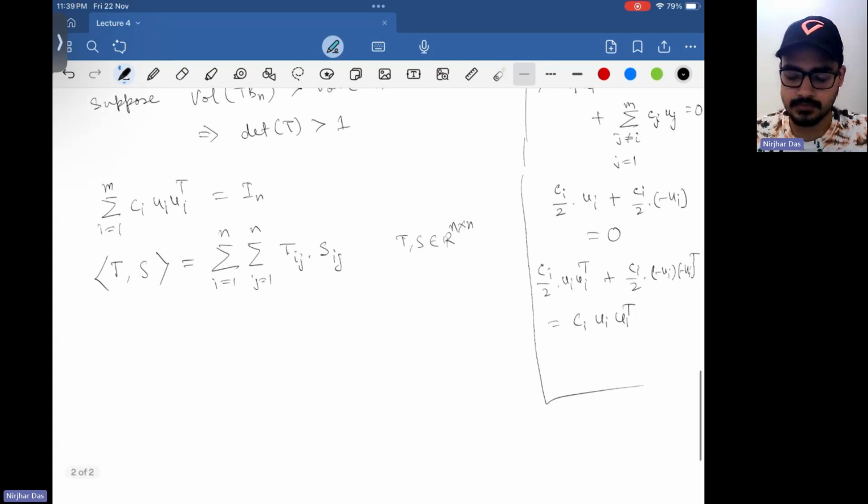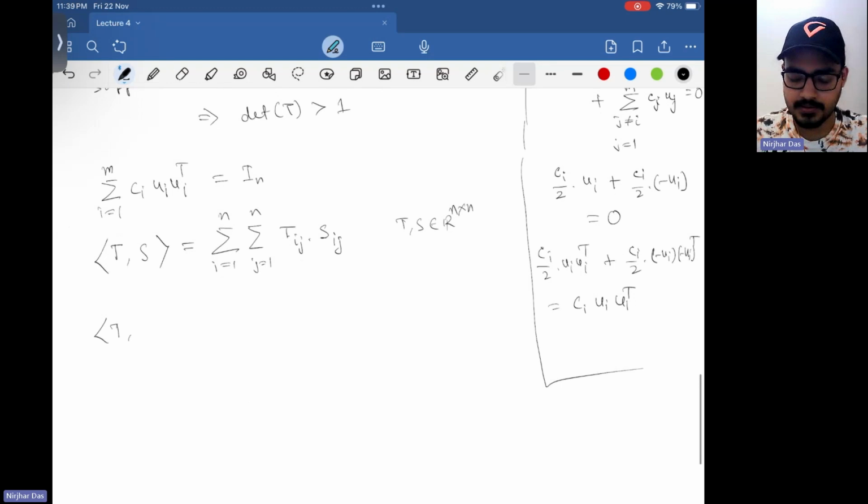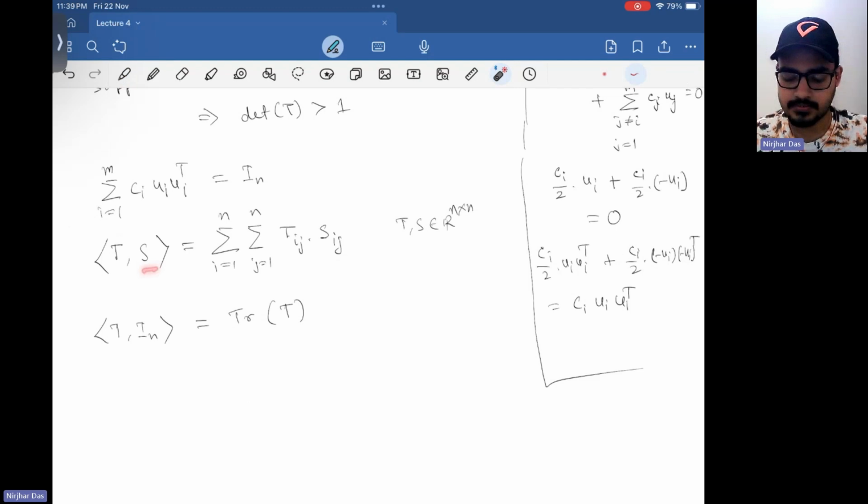And with this notation, the interesting fact is that the inner product of T with In is nothing but the trace of T. Why is this the case? Because when S is equal to In, everything is 0 except the components ii, which are 1. So only the ii terms survive, and that is exactly equal to the trace of the matrix.